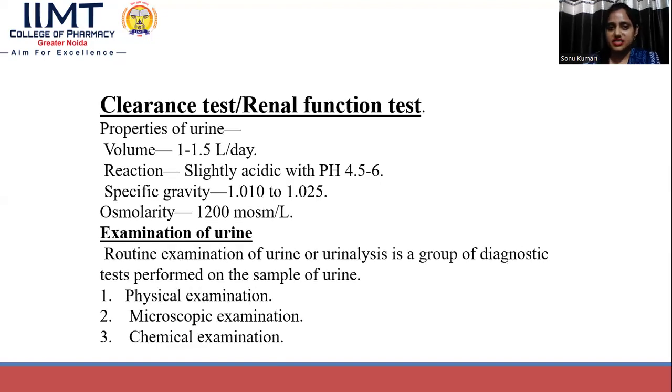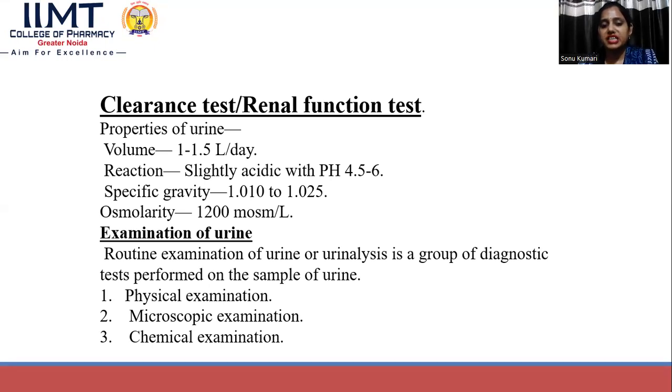Next, clearance tests or renal function tests. And these are the properties of urine. First is volume. Normally the volume of urine is 1 to 1.5 liters per day. The pH is slightly acidic, about 4.5 to 6. Specific gravity is 1.010 to 1.025. Osmolarity is 1200 milliosmoles per liter.